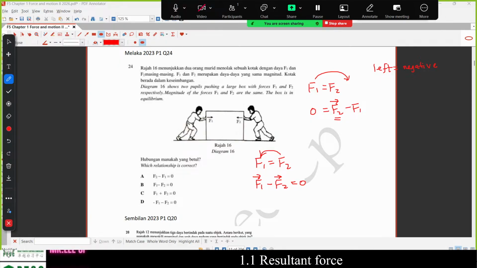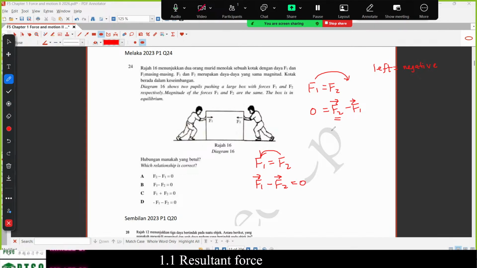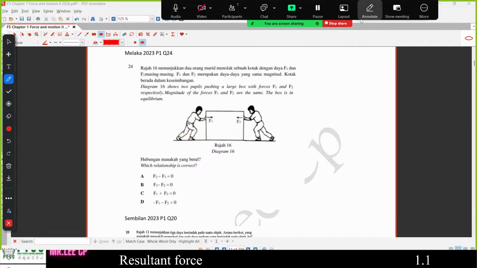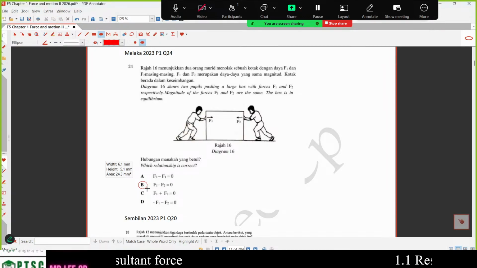Of course, mathematically, it is correct. But if you put it into vector, it is wrong, because the direction is reversed. Right? Answer will be B.